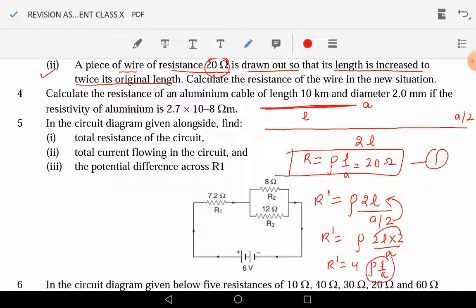Now from equation 1, rho L by A value can be put as 20. So R dash is equal to 4 into 20. So R dash is equal to 80 ohm, right? So the new resistance is going to be 80 ohm in this case. It is also very, very easy.